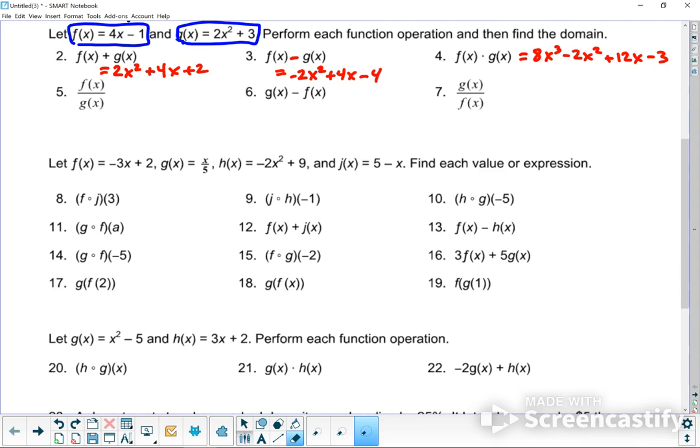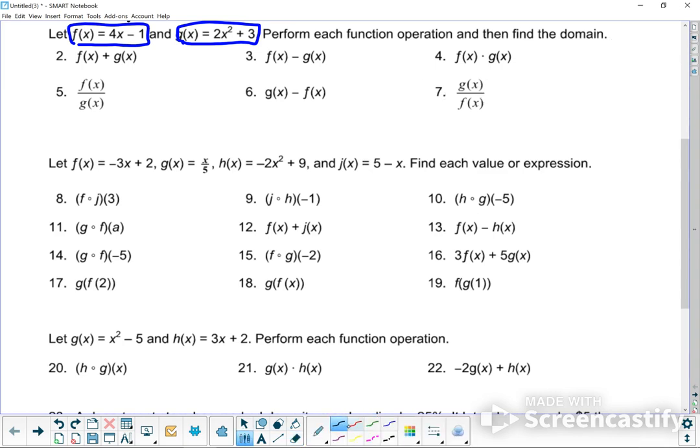Okay, f of x divided by g of x. I'm going to clear this out. If you need to, rewind back because it's gone now. f of x is on top, which is 4x minus 1, and g of x is on the bottom, 2x squared plus 3. And actually, I can't do anything with that. That's the best I got.